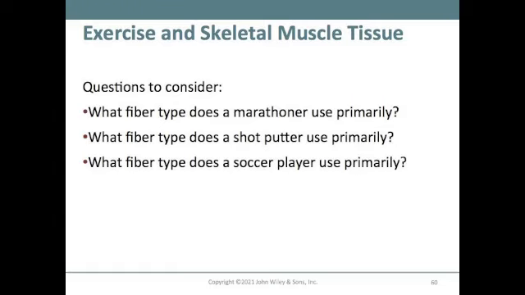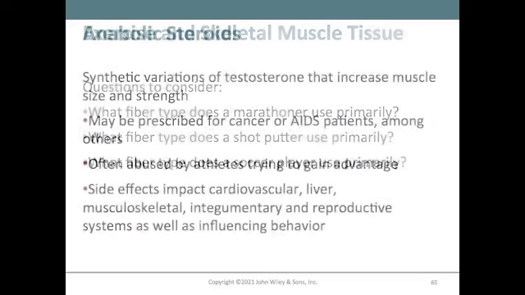And what type of fiber does a shot putter primarily use? That's going to be the fast glycolytic fibers, because it's basically a lot of force in a very short amount of time. And the fiber that the soccer player uses is going to be the fast oxidative glycolytic fiber. All of those different fiber types are located there on page 332. You can read all about those.